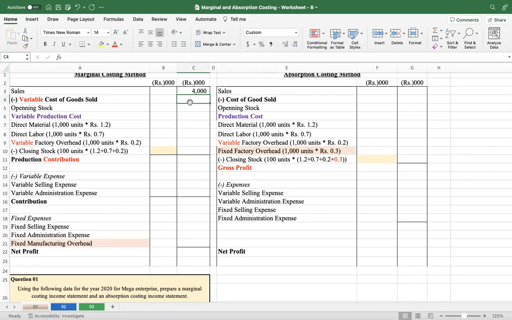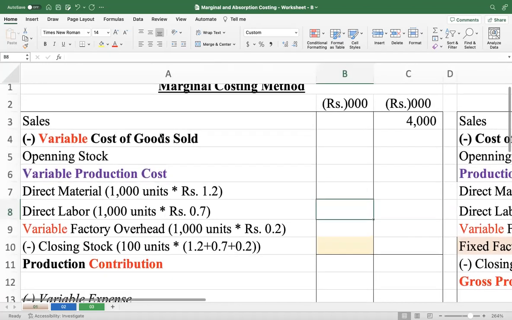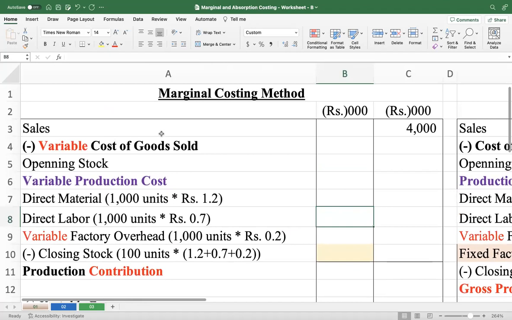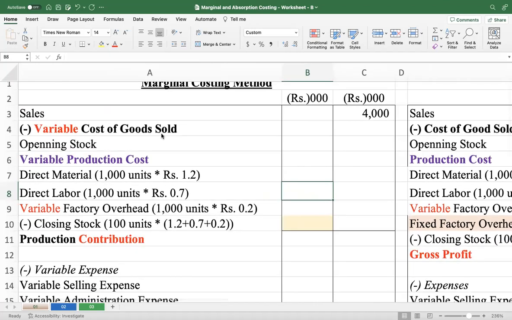Next, in the question, what we are going to do is find the cost of goods sold. Here, I forgot to mention both structures are here. So first we will get the marginal costing method structure. We will get the answer using the marginal costing method.